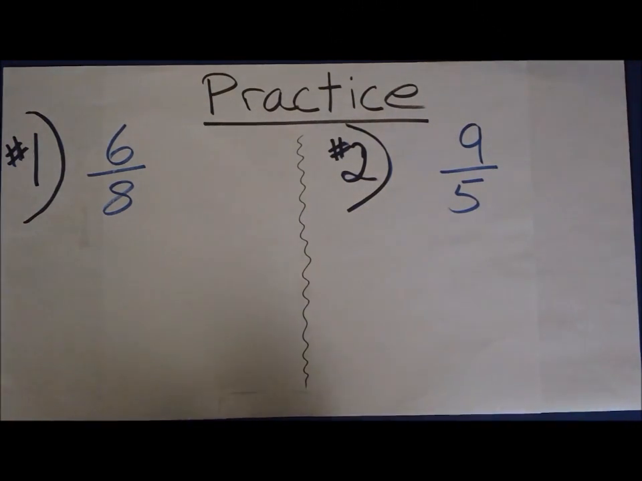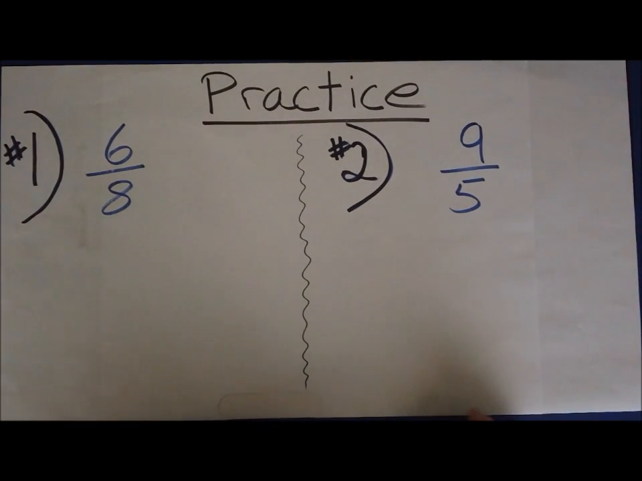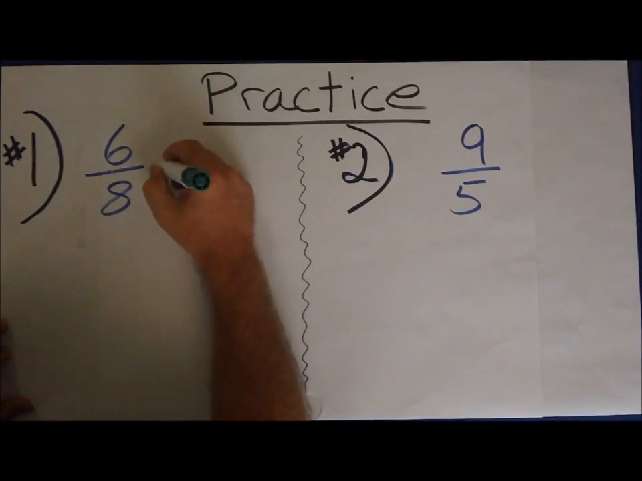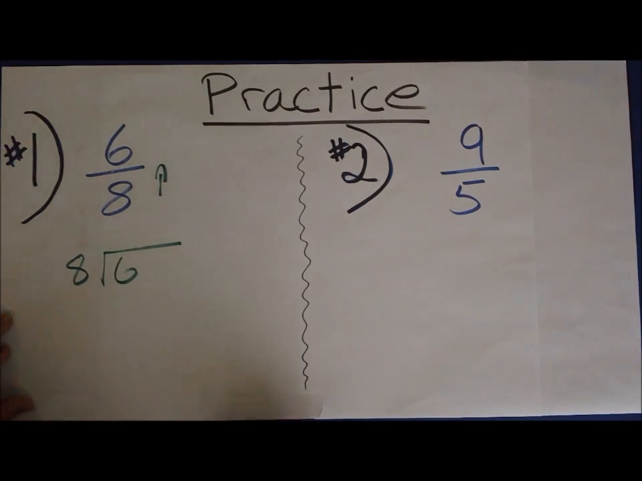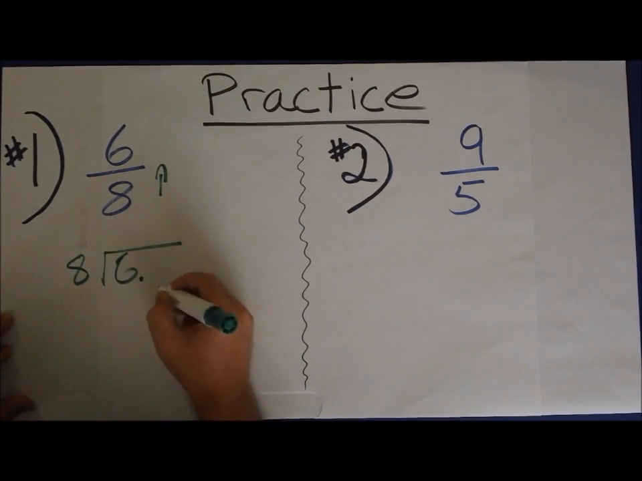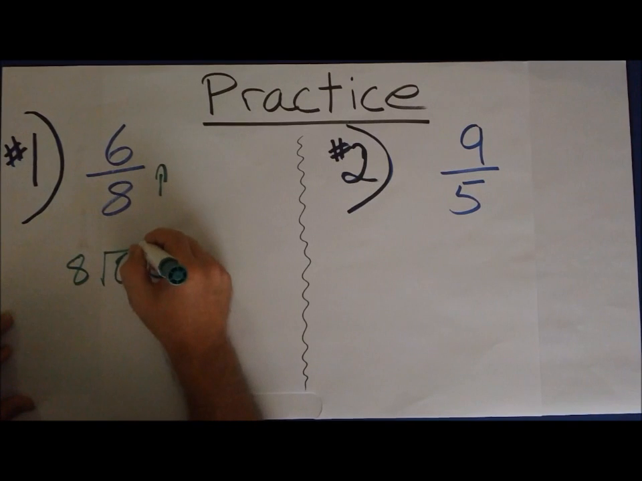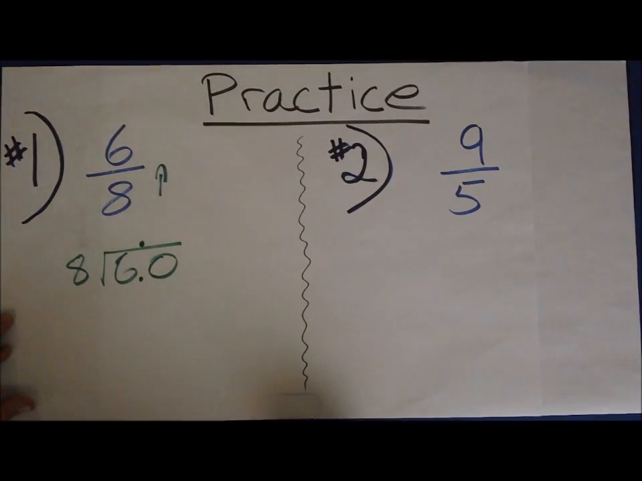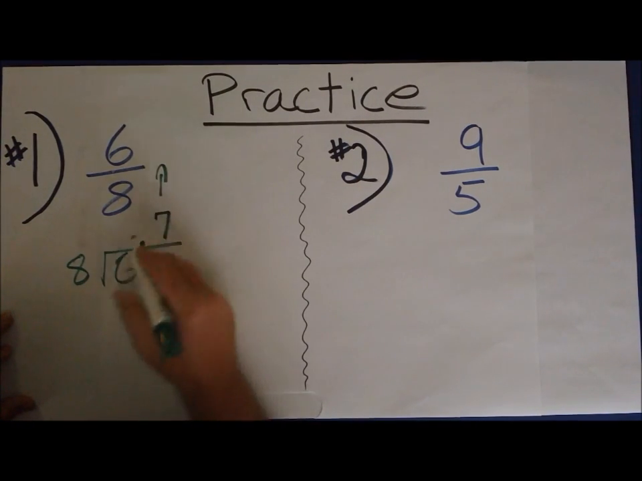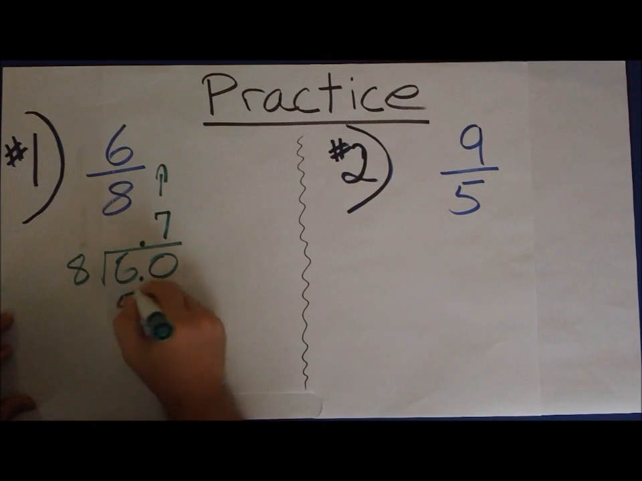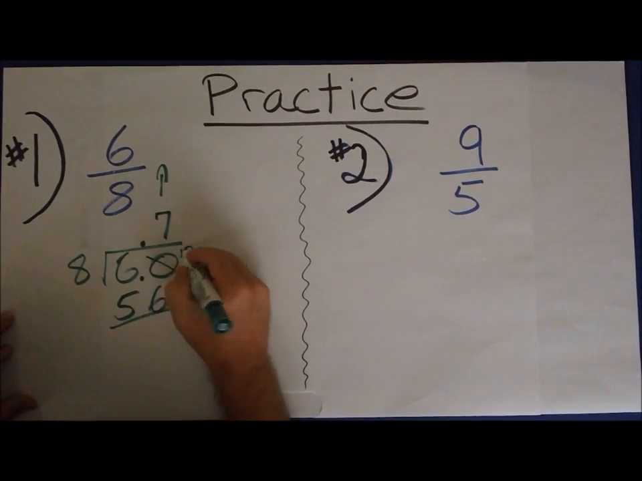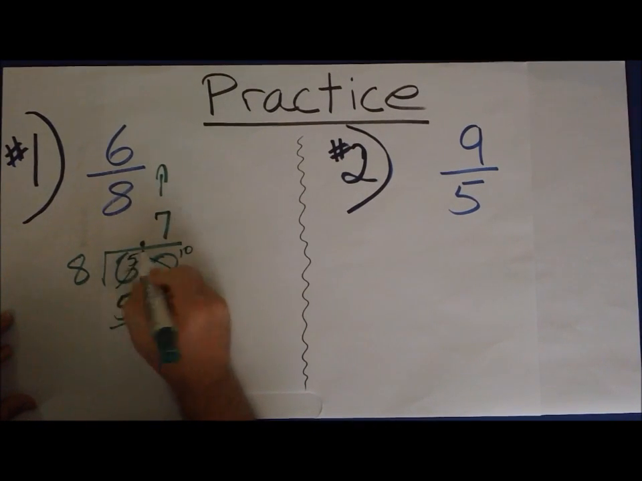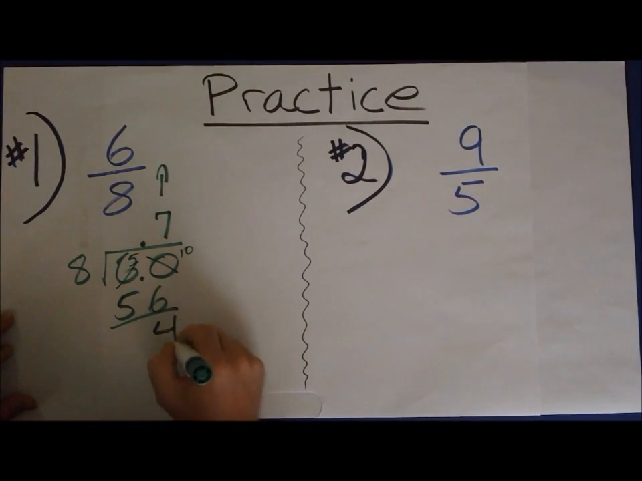Practice number 1 has a fraction of 6/8 and we want to turn that into a decimal. So we're going to again divide up by dividing 8 into 6. Does not go. I'm going to add a decimal and at least one 0. 8 goes into 60. I'm going to start with 7. 8 times 7 is 56. I'm going to subtract. This will become a 10. The 6 becomes the 5. 10 minus 6 is 4.